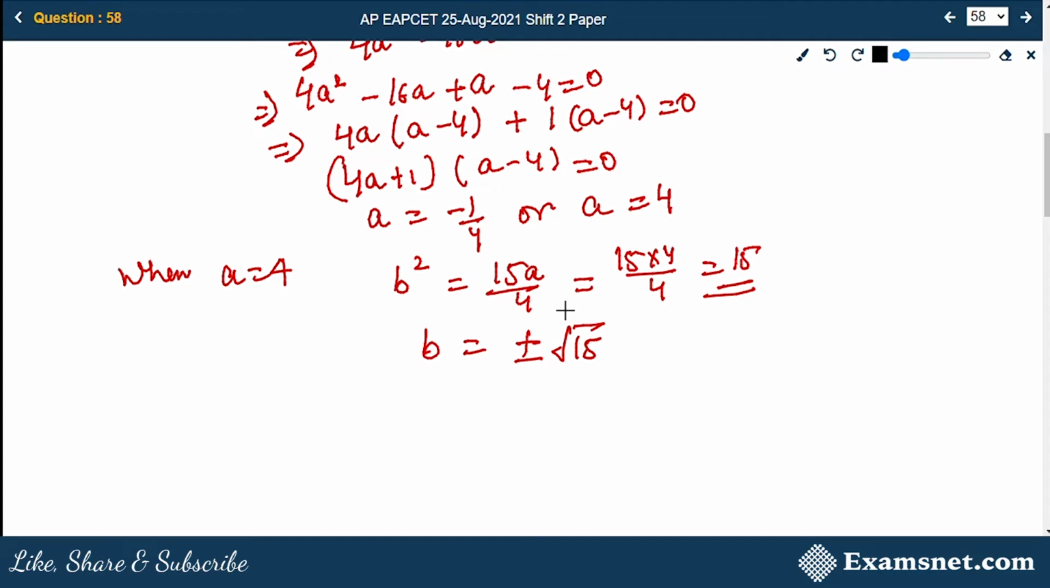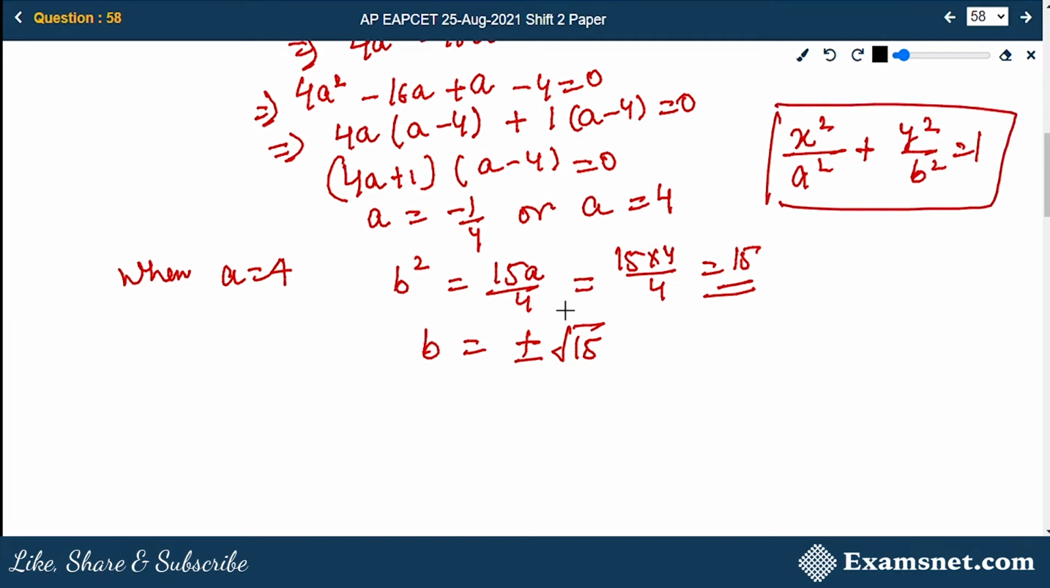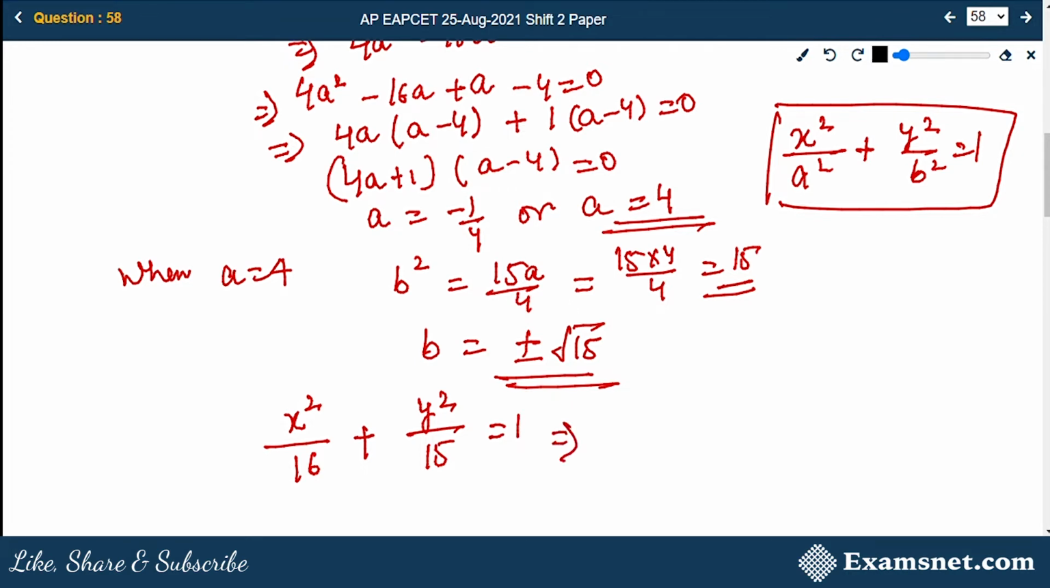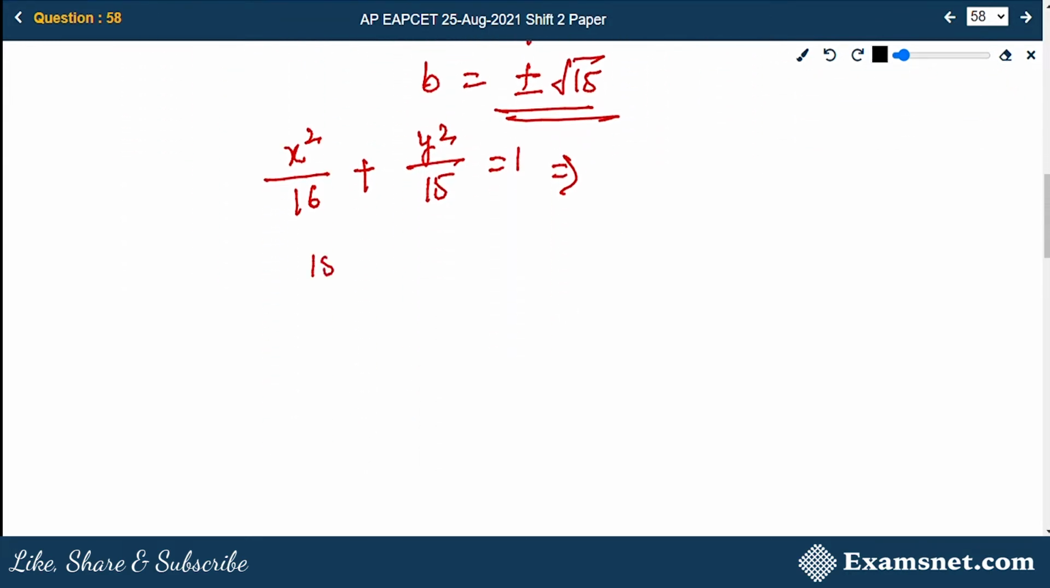So you know the equation of the ellipse. The equation of the ellipse is given by x square upon a square plus y square upon b square is equal to 1. This is the general form of an ellipse. We got the value of a, we got the value of b. Let's fill in. x square upon a was equal to 4, so 4 square is 16. y square upon b square, b square is 15, is equal to 1, which gives you 15x square plus 16y square is equal to 240, the required equation of your ellipse.